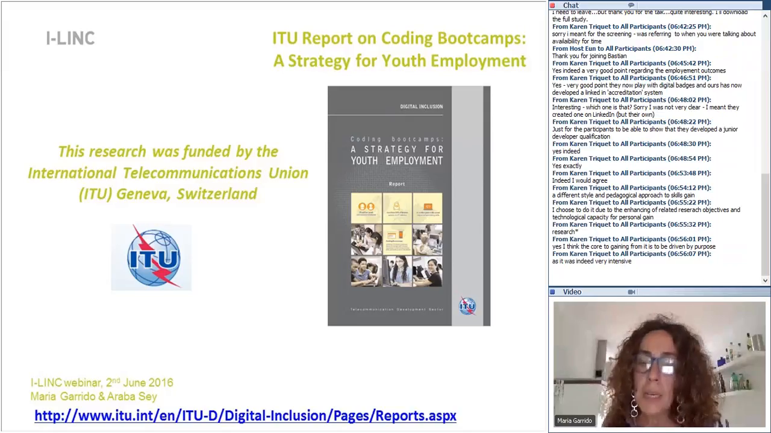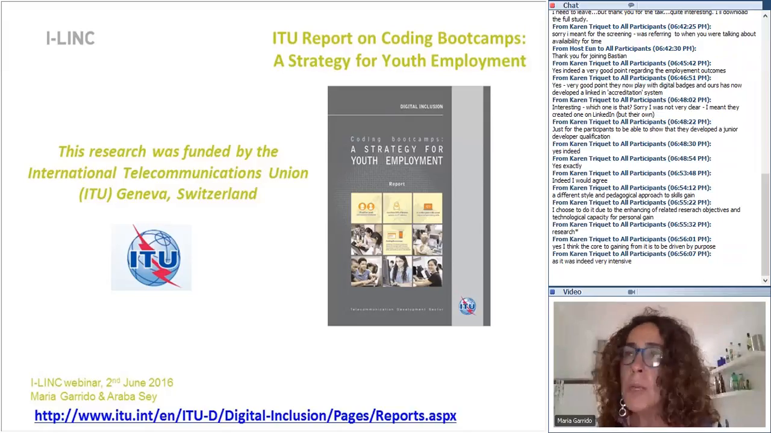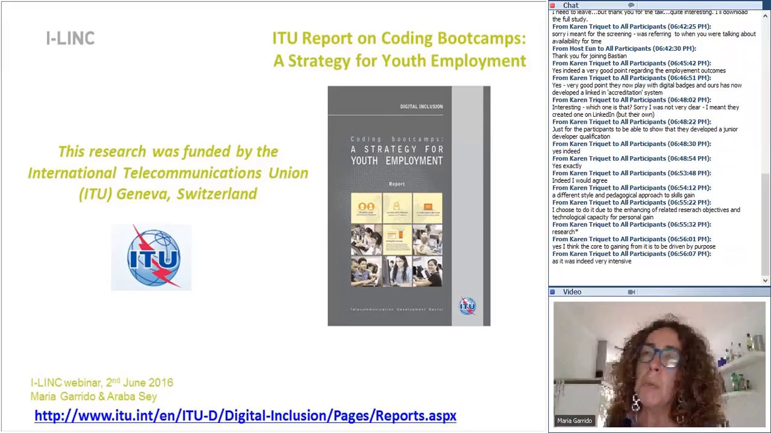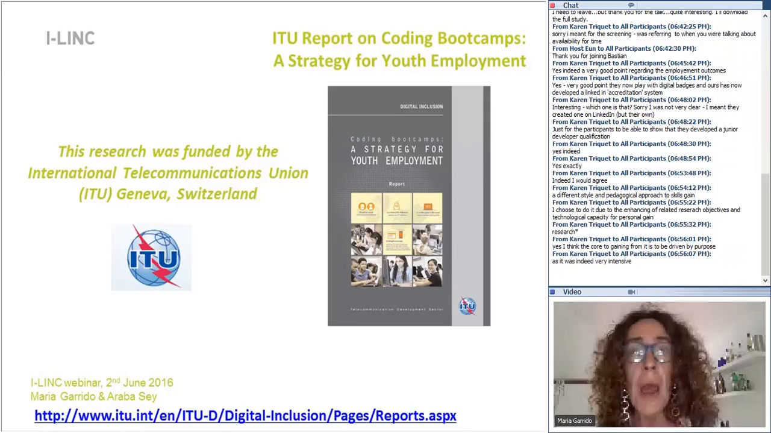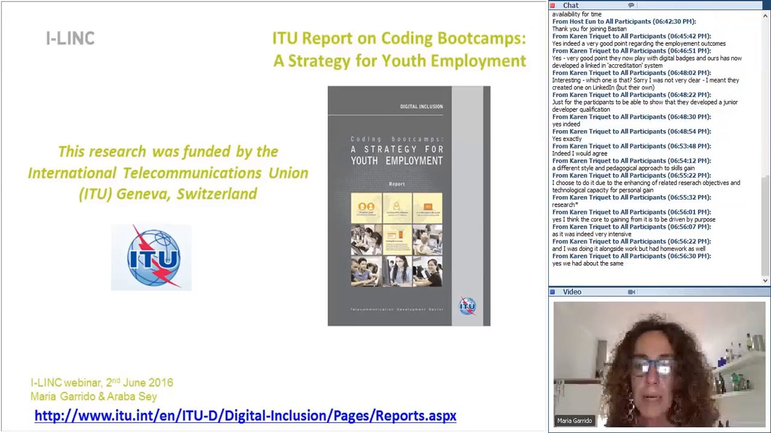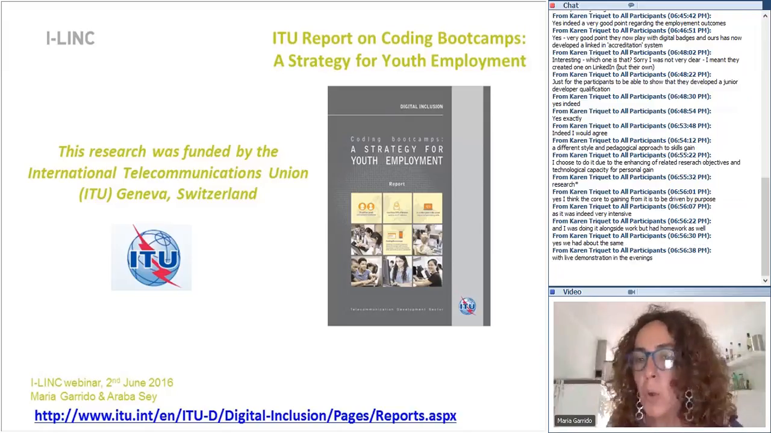And Karen said that it was indeed very intensive, and I'm not sure what your experience was, Karen, but the ones that we interviewed usually have in-class training between 6 to 8 hours plus homework. And she said that it was very intensive, and she was doing it alongside work and had homework as well. She said that her time in the classroom was about the same, 6 to 8 hours plus homework plus live demonstrations in the evening.